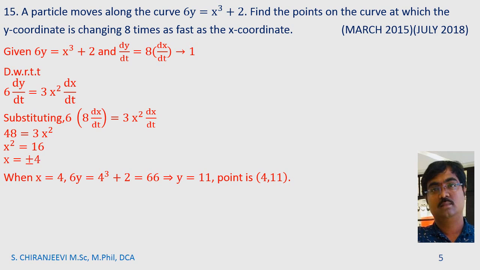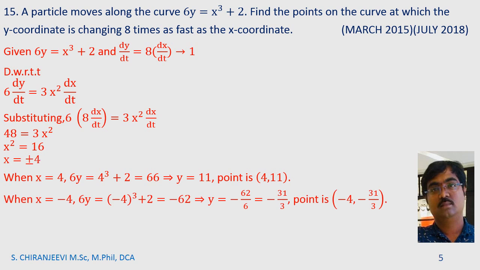Now when x equals 4, 6y equals 4 cube plus 2, which is 66. So y equals 66 by 6, y equals 11. So the point is (4, 11).